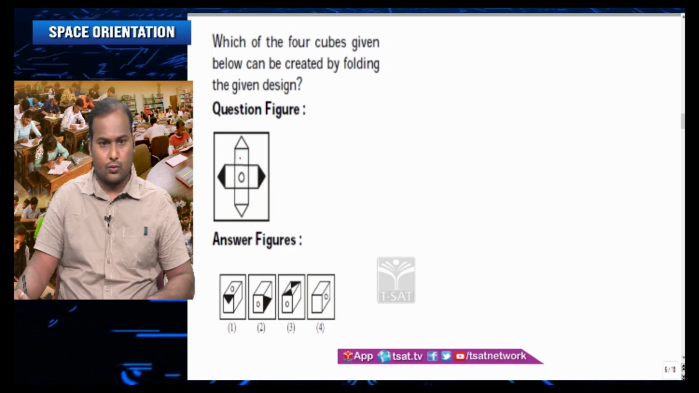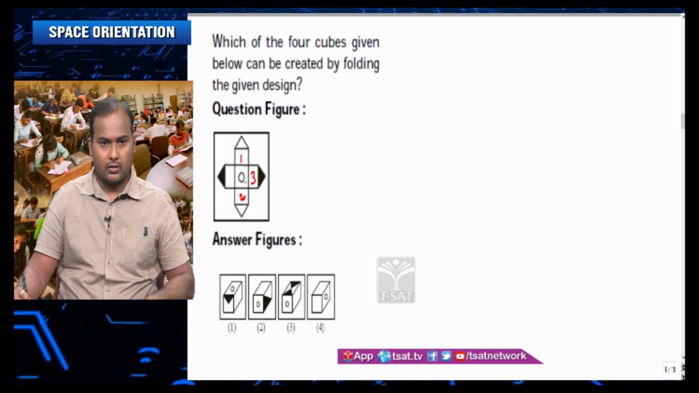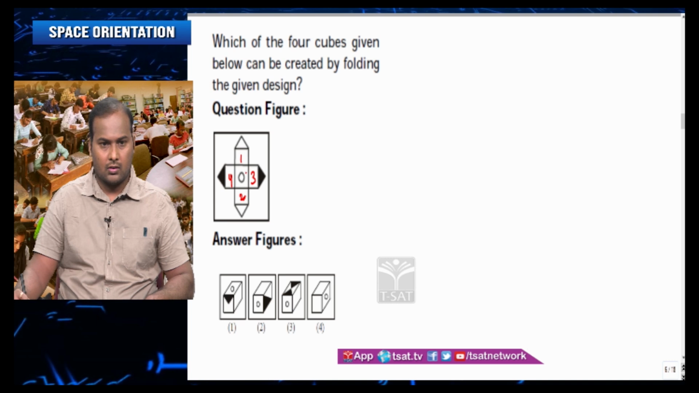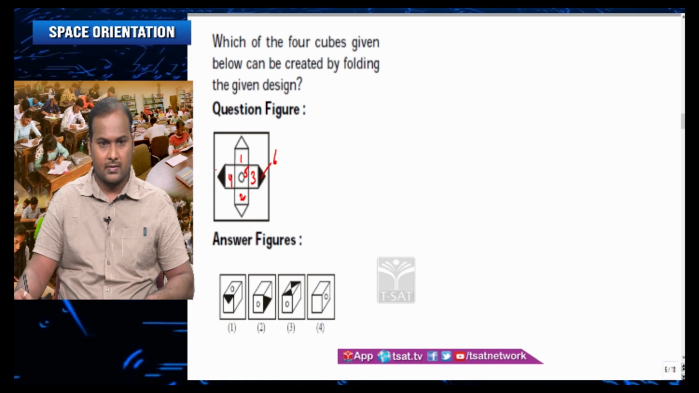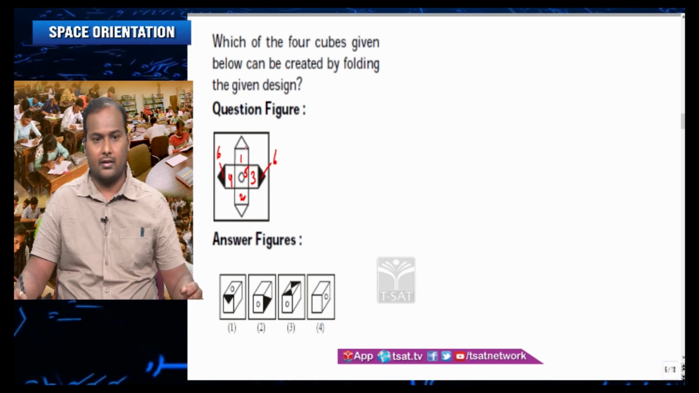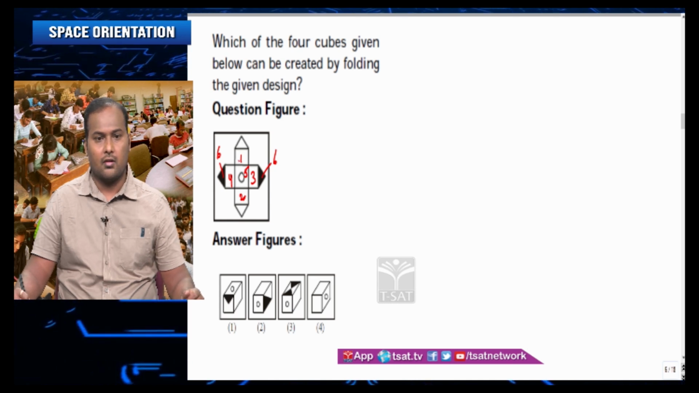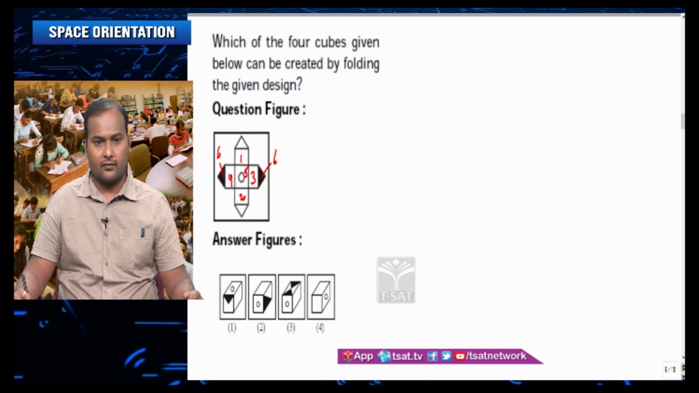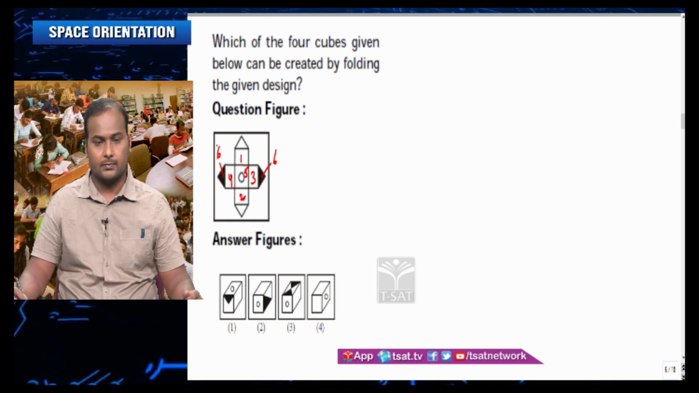I am writing this is 1, here 2, 3, 4, and the center one is 5, and these half ones are 6. So this is also 6, this is also 6. So only one complete face I am going to give as number 1, 2, 3, 4, 5, and the remaining is half. So half of 6 on the right side, another half is on the left side.